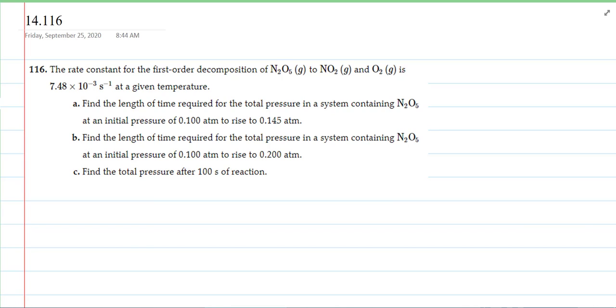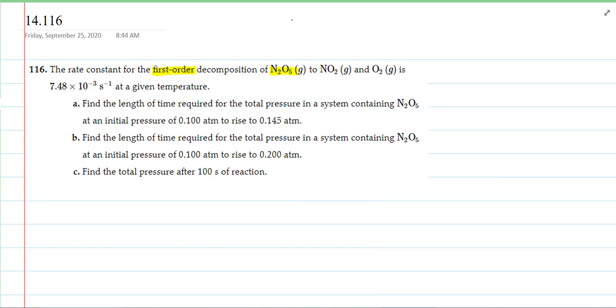Hey guys, welcome back. We're going to do number 116 from chapter 14 today out of the Tro second edition book. The rate constant for the first order, that's important, first order decomposition of N2O5.